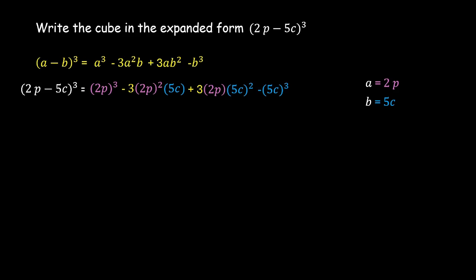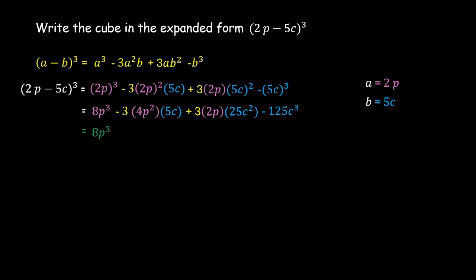So (2p) cube is, the cube of 2 is 8 and cube of p is p cube. So it is 8p cube, minus 3 into (2p) square is 4p square, into 5c, plus 3 into 2p into (5c) square is 25c square, minus cube of 5 is 125. So this is minus 125c cube. So this becomes 8p cube minus 3 into 4 is 12, 12 into 5 is 60.